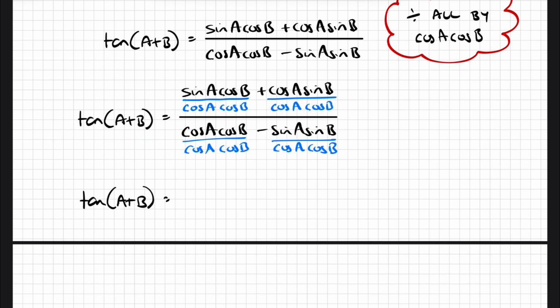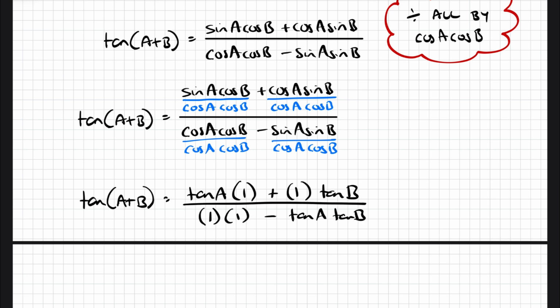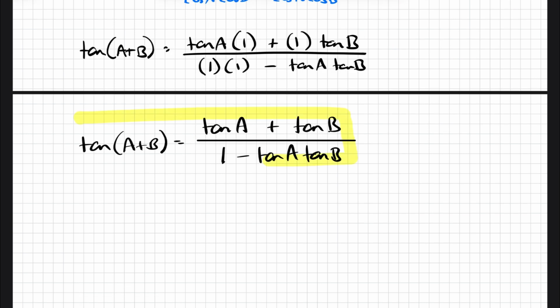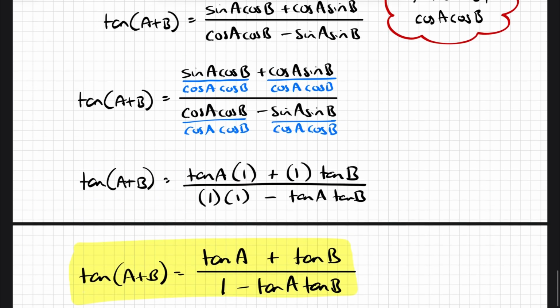Sin A over cos A becomes tan A, and this becomes 1, cos B over cos B. Plus, just be careful here. If you're dividing cos A cos B by cos A cos B, it doesn't become 0, it all becomes 1. Or 1 and 1, because there's 2 of them, or just 1, doesn't really matter. Simplifying that down, we get down to this guy here, which is what we were asked to derive.